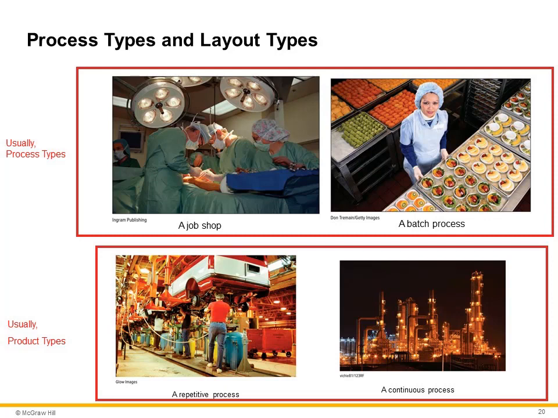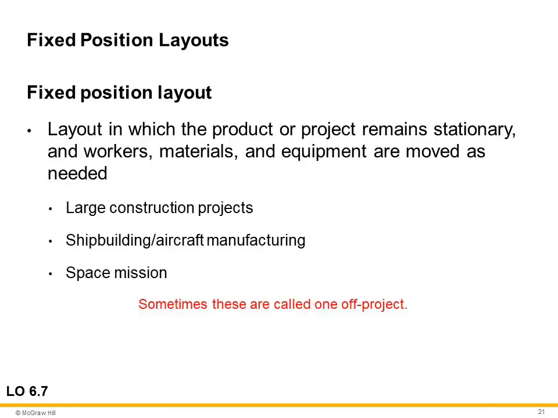So let's talk about the third one, fixed position layout. Fixed position layout refers to a layout in which the product or project remains stationary, remains fixed, and workers, materials, and equipment are moved as needed, like shipbuilding, aircraft manufacturing, or a space mission project. Sometimes we call this kind of layout a one-off project.